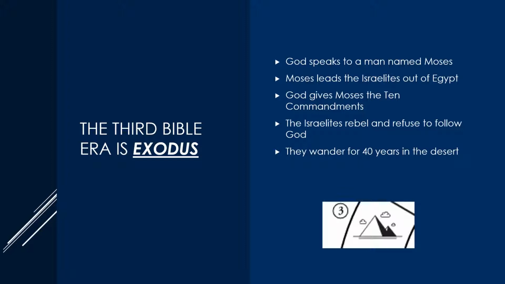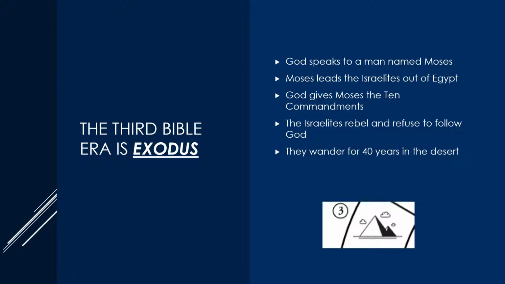And so God sent them this man named Moses, who does indeed lead them out of Egypt. The word Exodus means "come out." It's a journey out. And so this time period is known as the time when the children of Israel came out of the land of Egypt on an exodus.